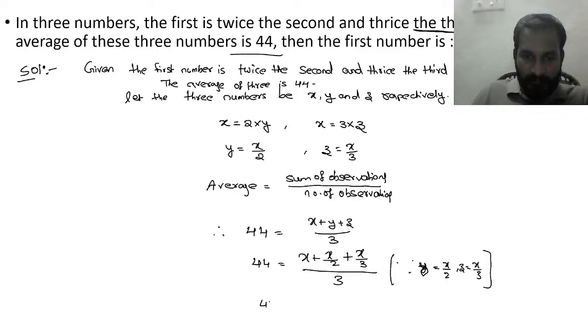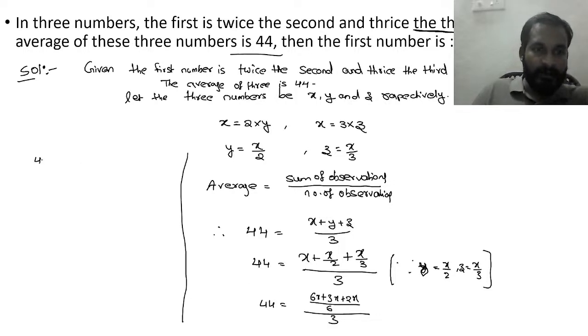Now 44 is equal to, LCM is 6. So (6x plus 3x plus 2x) whole by 3. Now what happens to this? 44 is equal to 6x plus 3x plus 2x, that is 11x.